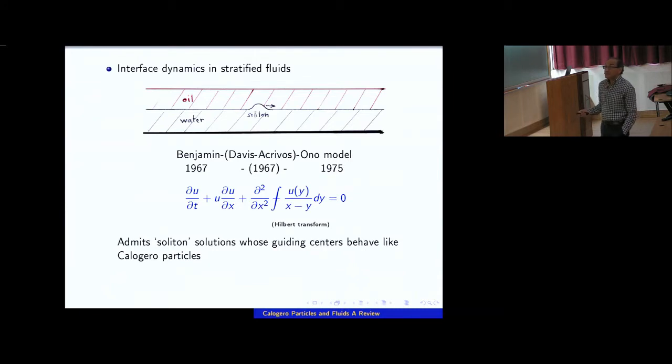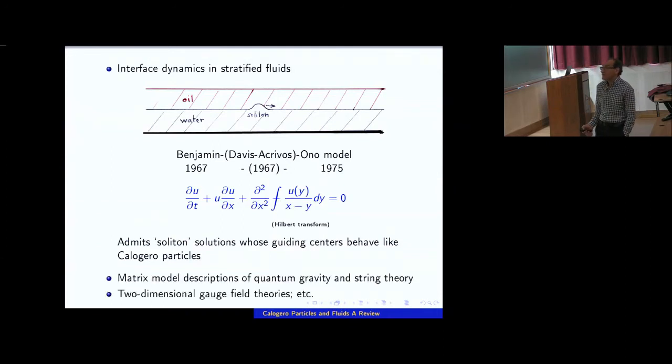So in principle, it's very hard to solve, and nevertheless, it is solvable, and it has soliton solutions. Solitons, that means, as you know, configurations that keep their shape, move at a constant speed, and when they collide, they re-emerge with their shape unscathed. And the center of the solitons has an equation of motion which is exactly the same as that of Calogero particles. So solitons, their guiding centers, are Calogero particles.